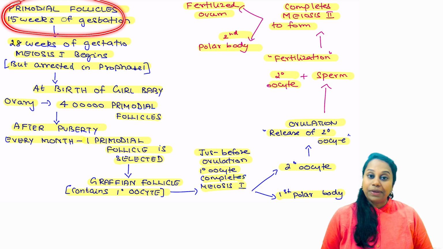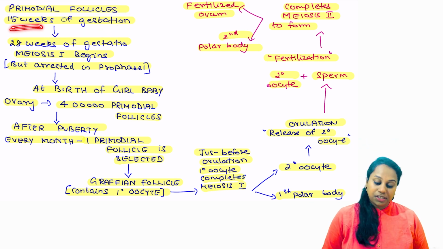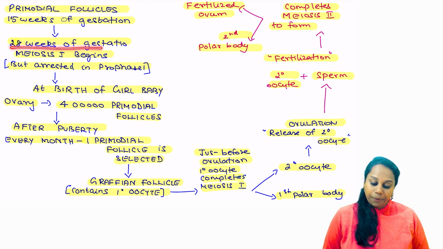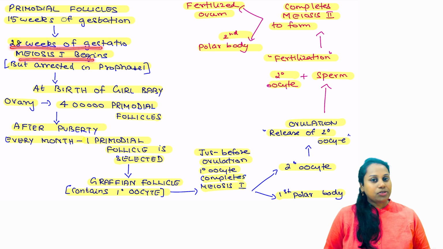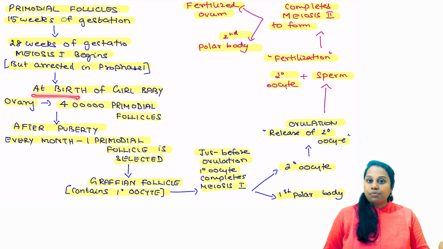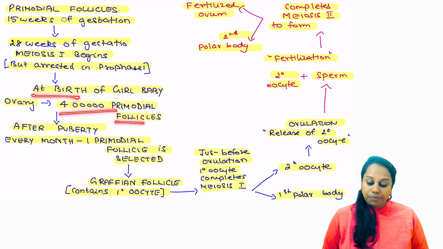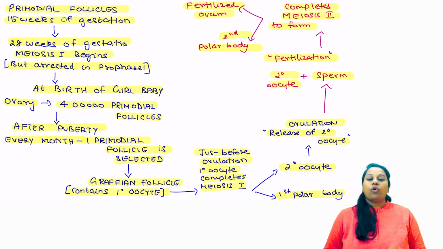Primordial follicles begin to form at 15 weeks of gestation itself. So in a baby, when the baby is inside the mother itself, at 15th week of gestation, primordial follicles are formed. At 28 weeks of gestation, meiosis 1 begins. Meiosis 1 has started, but it will be arrested in prophase 1. It stops there itself in prophase 1. And the girl baby is born now. At the birth of a girl baby, there are around 4 lakh primordial follicles in the ovary. Ovary contains around 4 lakh primordial follicles.